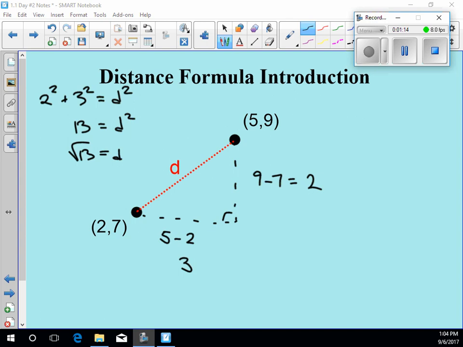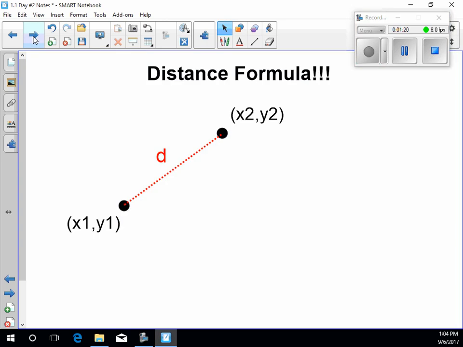Now the distance formula is just a generic version of that. Right triangles we're going to work with a ton. Now let's do it with general terms: x1, x2, y1, y2. I draw the same right triangle. To get this length, I take x2 minus x1. To get this length here, I take y2 minus y1.